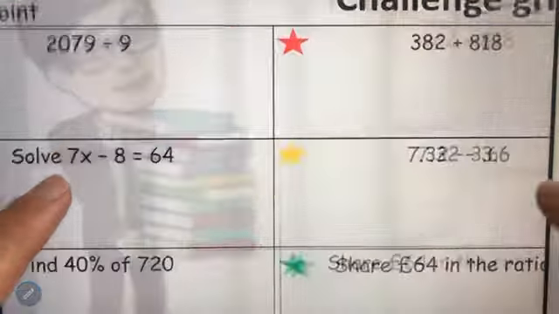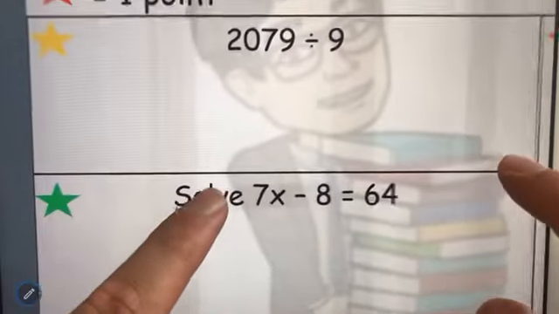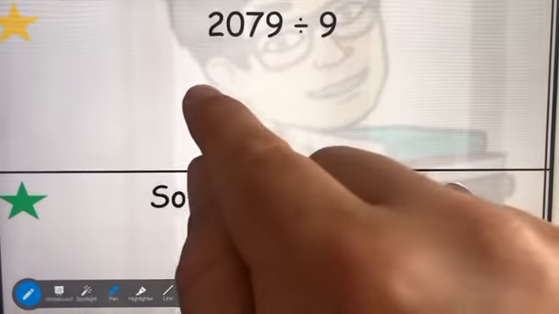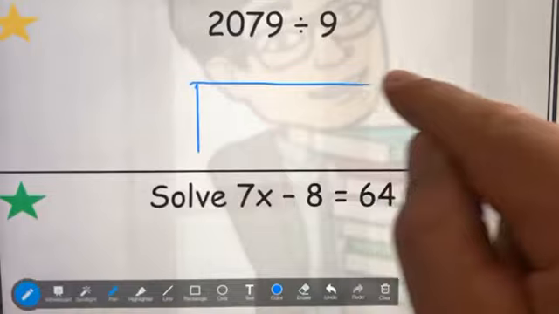Right, guys, so very quickly I'm going to go through each of these, okay? Again, same format as normal. If you got them right, give yourself 2 points for a yellow, 1 point for a red, and 3 points for a green.